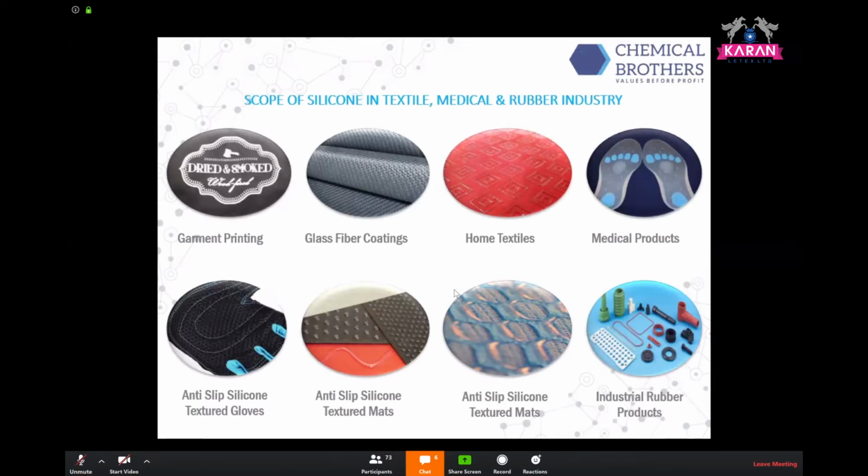Moving on to the scope of silicon, particularly in textile, metal, and rubber industries. As we know, silicon inks are used in garment printing because of features like smoothness, ironability, stretchability, and many other uniqueness. Next, we have the usage of silicon in glass fiber coatings, because silicon is heat resistant. Silicon is also used in home textiles to make the fabric anti-scattering.